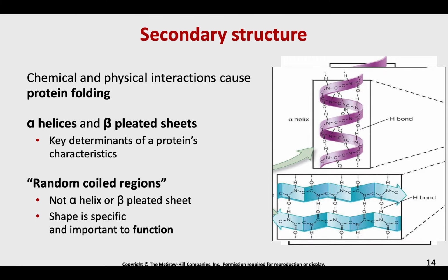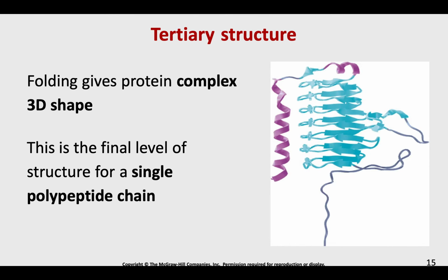All right, so next layer is the tertiary structure. This is going to give the protein its more complex shape, and this is the final level structure for a single polypeptide chain. A single polypeptide chain can't be more complex than the tertiary structure. In the tertiary structure, it basically folds and refolds upon itself. This is where those side chains start to interact to help with the folding. The hydrogen bonds help with the secondary structure. These side chains are helping with the tertiary structure.